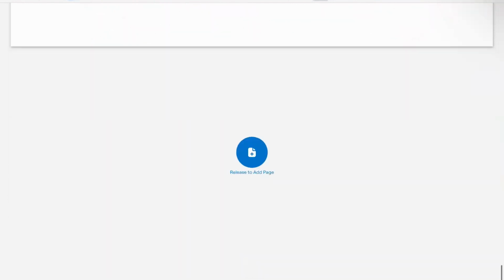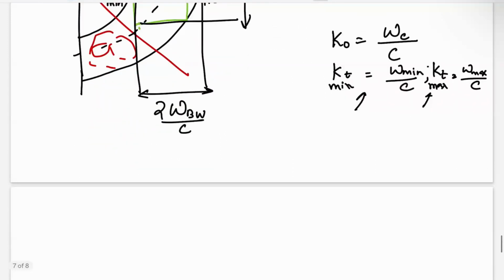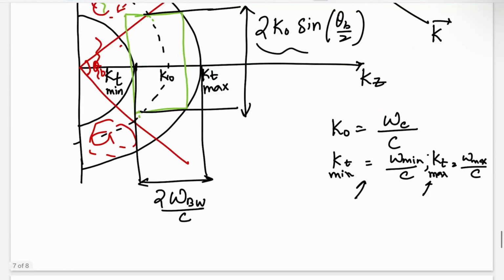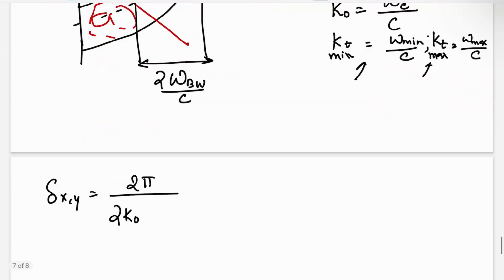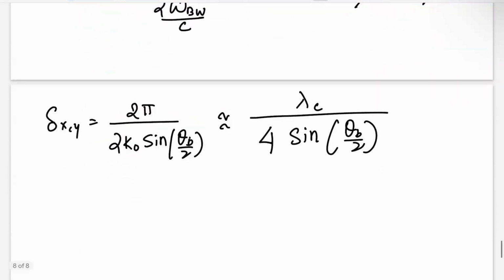Okay. So once you have the K space extents, you can find the resolution, which is again from Fourier theory. The resolution in X and Y is just 2 pi divided by this factor, 2k naught sine theta b divided by 2. And that is approximately lambda center frequency, or the center wavelength of the center frequency, divided by 4 times sine theta b divided by 2.